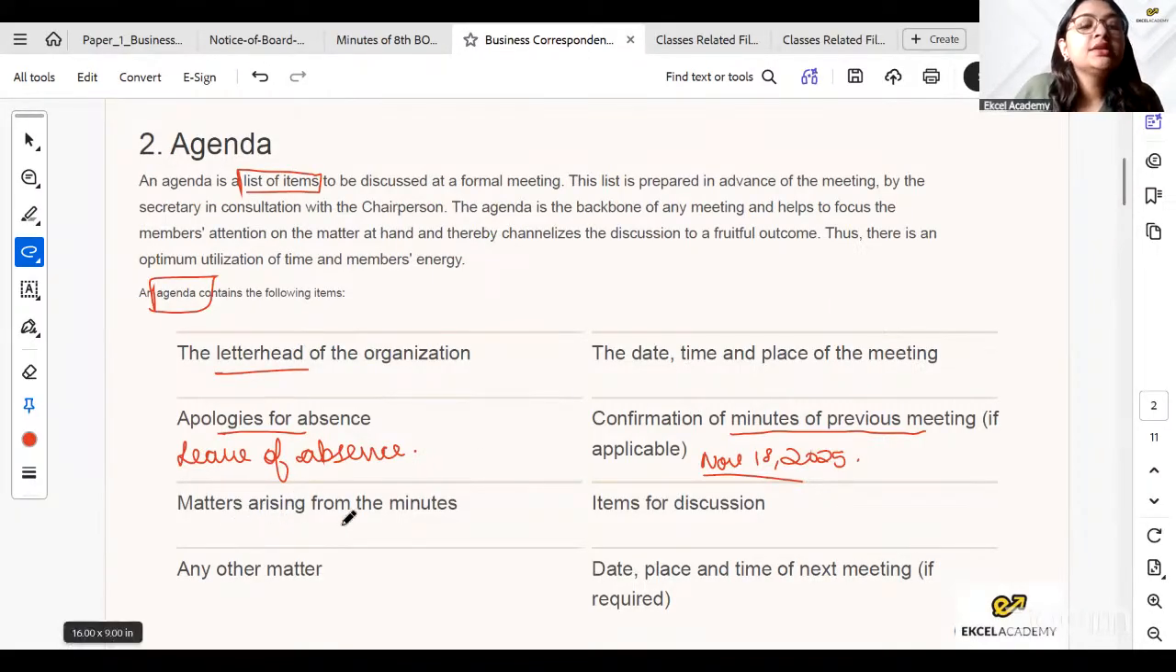Okay, matters arising from minutes of last meeting, if there were any action points or anything, that will happen in your matters arising from your minutes, your items for discussion, any other matter. If you feel that in addition to this anything else is required to be included, then you can include that. And date, place, and time of the next meeting. Again, this is optional, not something that is commonly practiced.